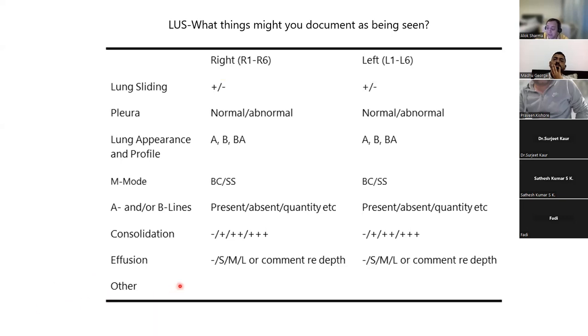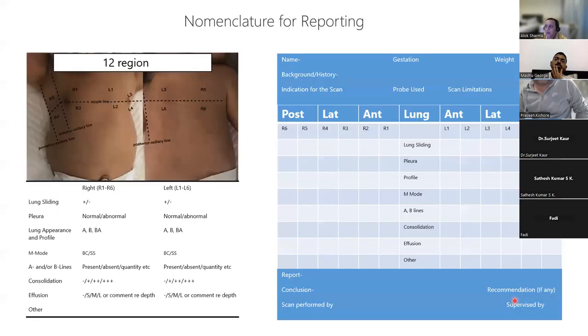So you might have other signs. On the M mode, you might want to look for the sinusoidal sign. If you have a pleural effusion, you might have the jellyfish sign. So you'd need to document them. But really what you have to do is make a report that talks about the profile in all the regions. Now, to make it simple, because you could end up writing an essay on this, we use a standard reporting form, which was developed by the last batch.